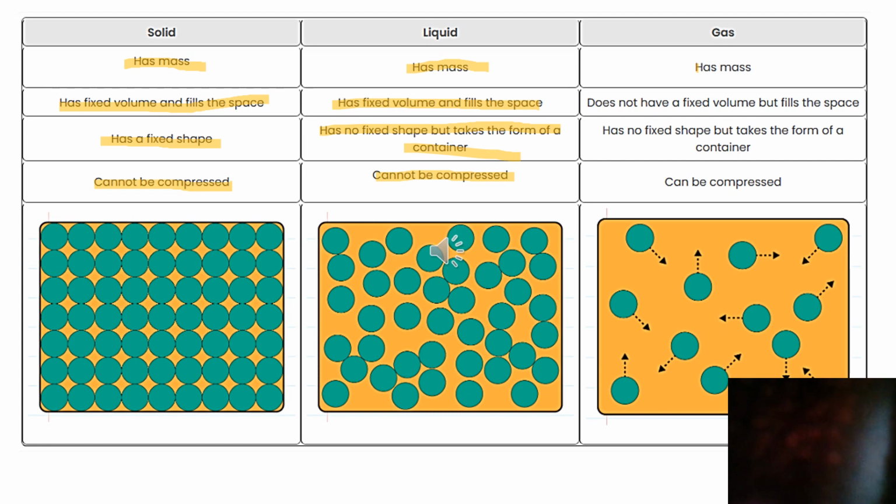Next, gas. Gas has mass. Gas does not have a fixed volume but fills the space. Gas has no fixed shape but takes the form of a container. Gas can be compressed.